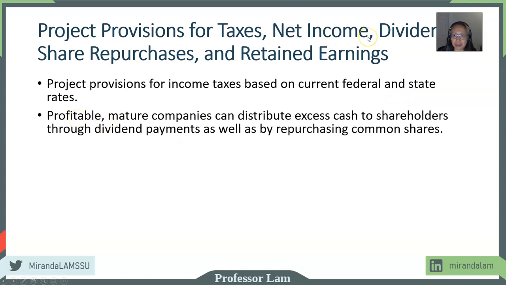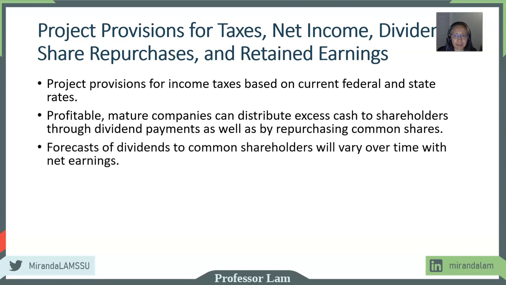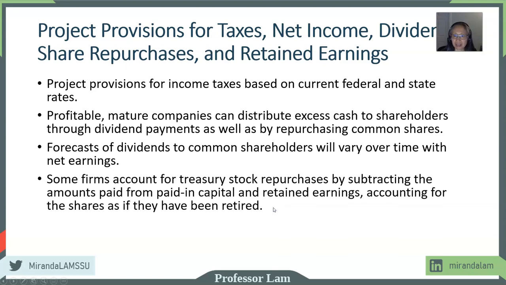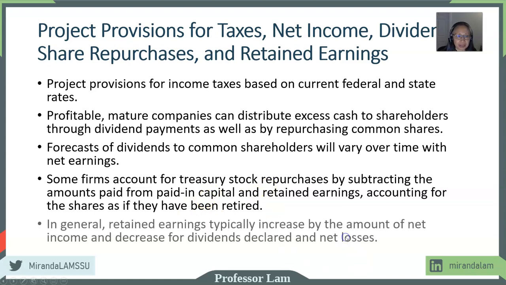Whether or not a firm is going to pay dividend depends on the nature of the firm and its life cycle. A firm that is mature and profitable would typically pay dividend or repurchase shares to distribute excess cash back to shareholders. Typically, dividend will change over time, but most companies try to maintain a relatively stable dividend. Some firms will repurchase stock, and those will become treasury stock. And once again, that will affect their paid-in capital as well as retained earnings.